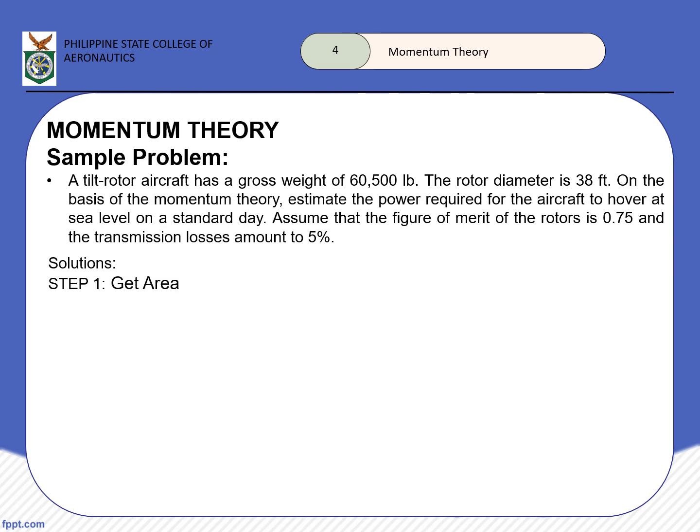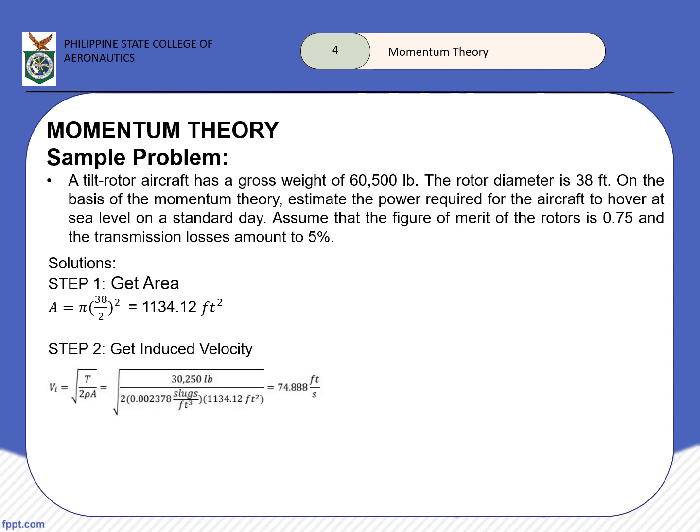Step 1, we have to get the area using our diameter, which is 38 feet. To get that, we apply the formula, given that we know the shape of our rotor for momentum theory is assumed as a disk. So, the area is 1,134.12 square feet. Our second step now is to get the induced velocity.